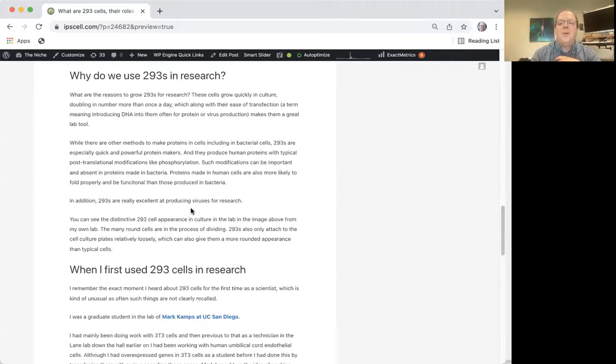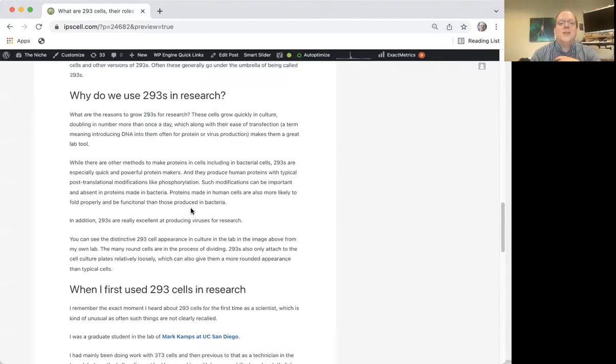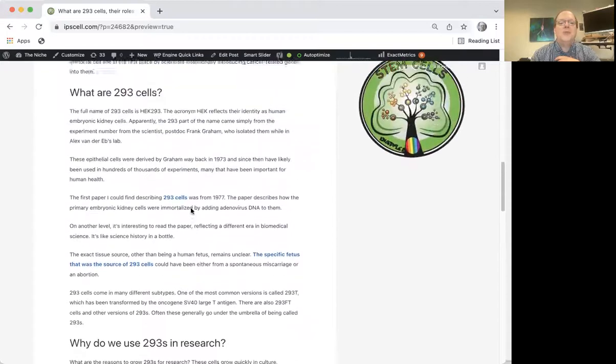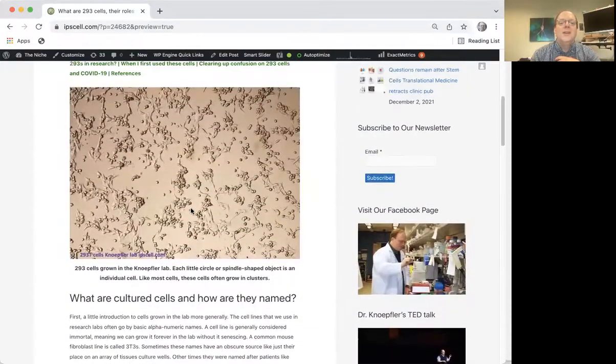It can be used for helping vaccine production. So in that sense, they're really useful cells because of these unique attributes. I'm going to just scroll back up here and actually show you the cells themselves.